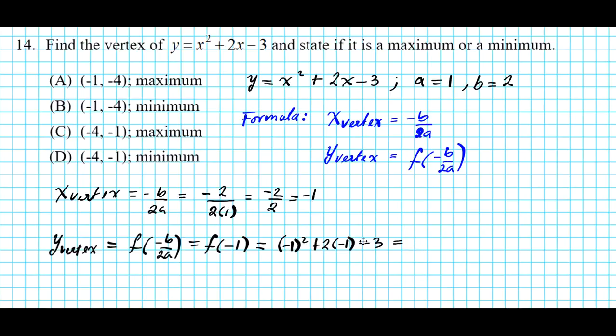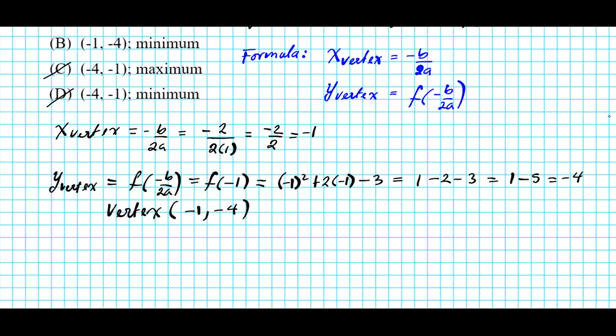Using the order of operations, please excuse my dear Aunt Sally, we can simplify this. We have positive 1 minus 2 minus 3. That gives us 1 minus 5, which is equal to negative 4. So our vertex is negative 1, comma, negative 4. So we can eliminate options C and D. Our answer is either A or B.